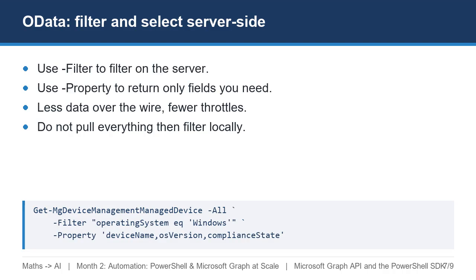Do not drag entire objects across the network and then filter in PowerShell when Graph can do it for you. Use -Filter to filter server-side and -Property to return only the fields you need. On a tenant with tens of thousands of devices, this is the difference between a script that finishes in seconds and one that gets throttled and times out. Push the work to the server whenever you can.